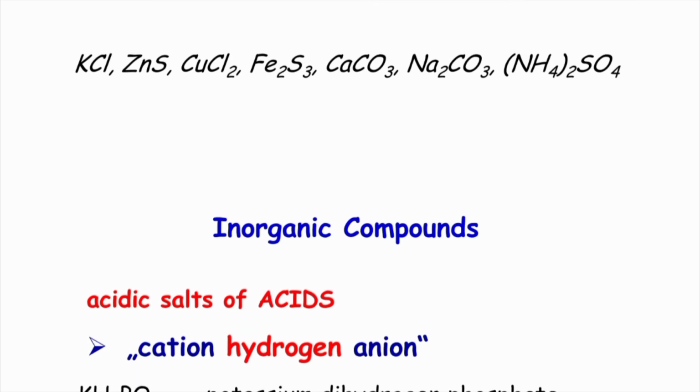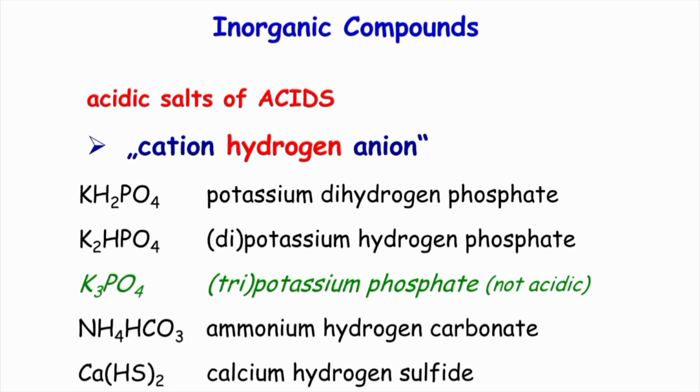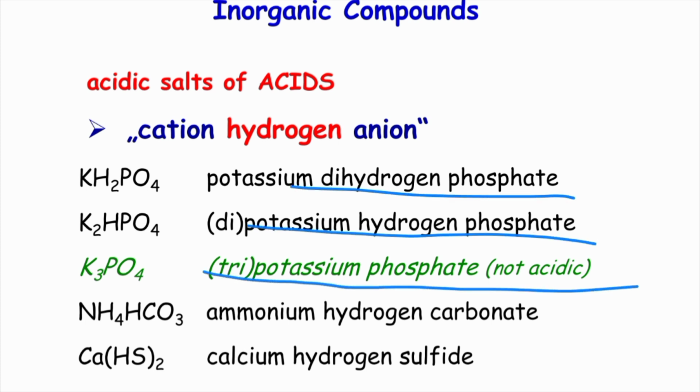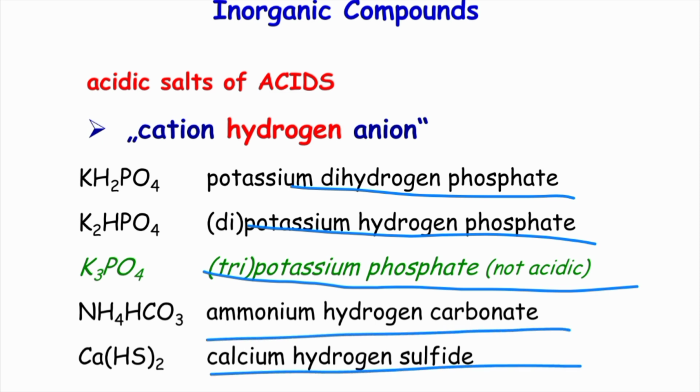Acidic salts of acids: cation, hydrogen, anion. Potassium dihydrogen phosphate, dipotassium hydrogen phosphate, tripotassium phosphate, not acidic. Ammonium hydrogen carbonate, calcium hydrogen sulfide.